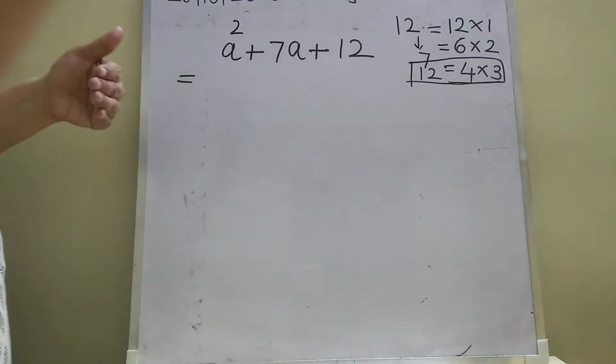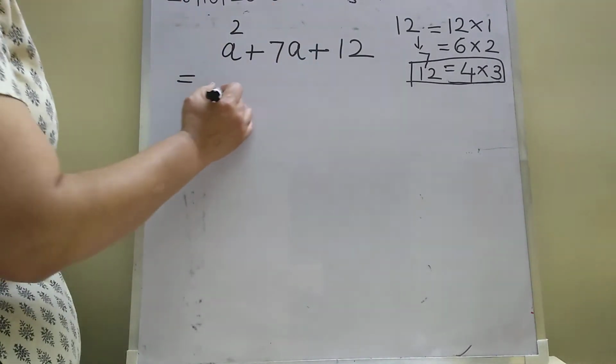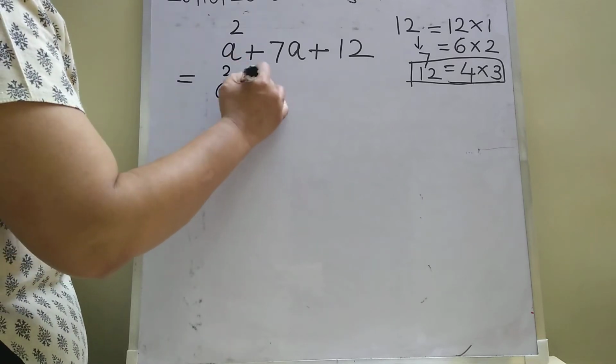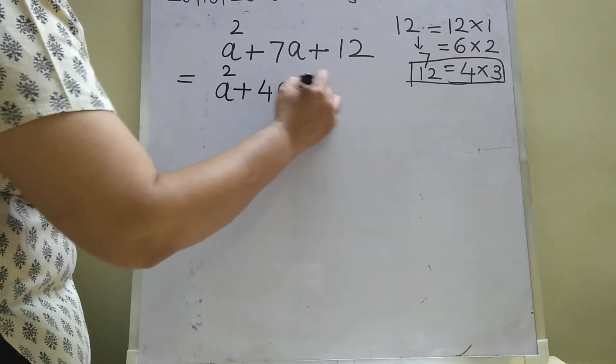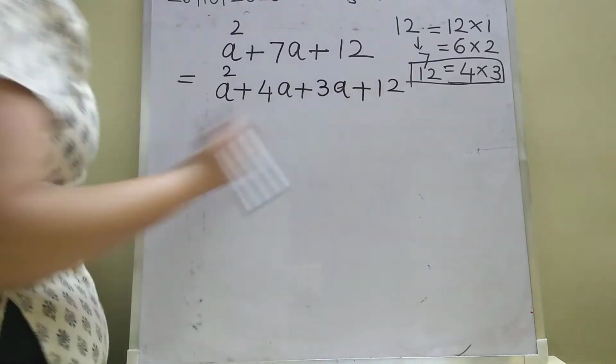When you practice these sums more and more, you don't have to write anything. You can directly solve the example. What is it going to become? a square plus 4a plus 3a plus 12. Correct?